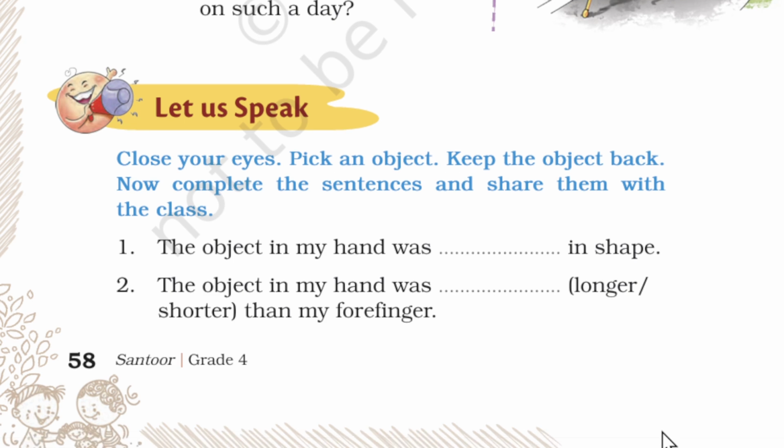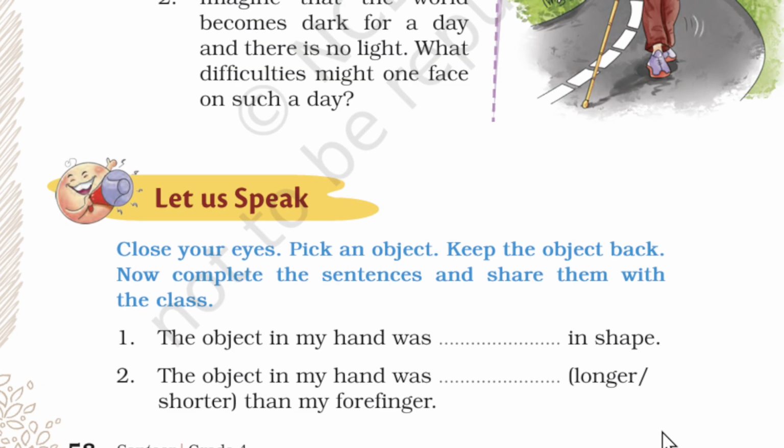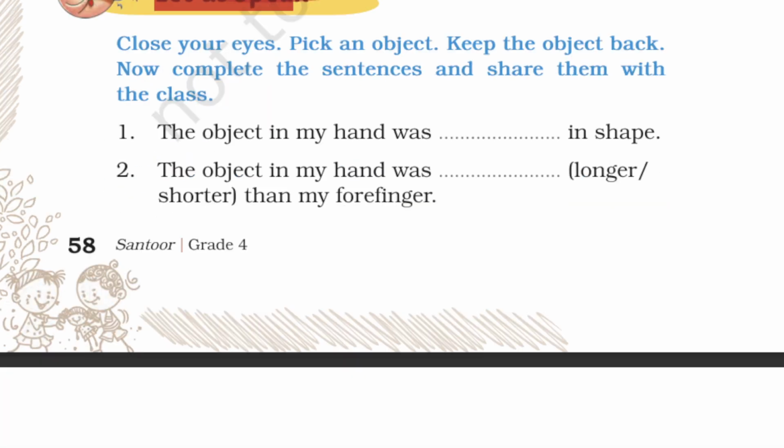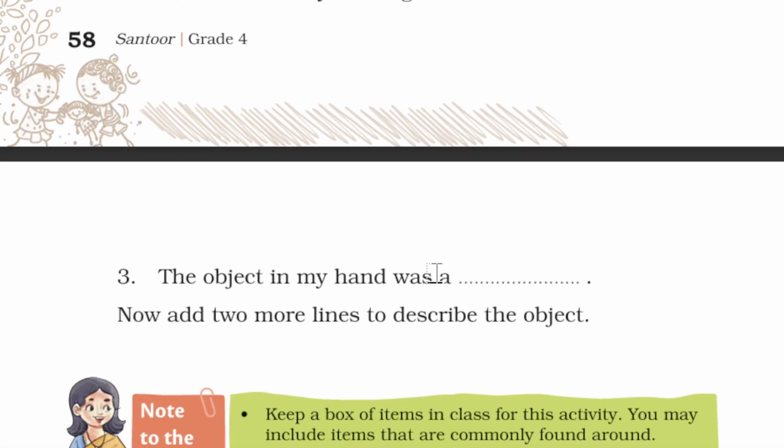Like this you can give clues and they have to find out the answer. It's like an activity. You can play with your friends or with your cousins, everyone. Okay, next, my object in my hand was a dash. Add two or more lines to describe the object. You can take any object and describe it line by line.